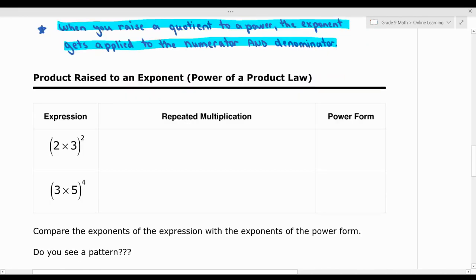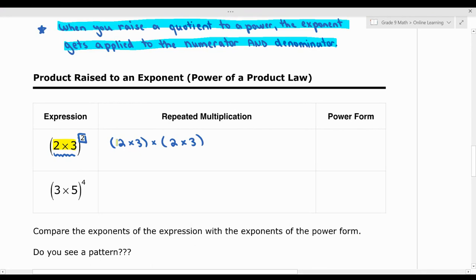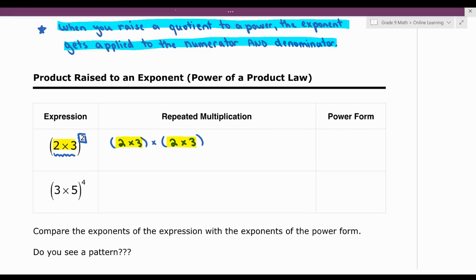Okay, we're almost there. Product raised to an exponent. So this one's known as the power of a product law. So the expression, I have 2 times 3, and it's raised to an exponent of 2. So I just want to show you in repeated multiplication what it means. You can think of this whole thing being your base. So this 2 tells you to have that twice. So that's like me having 2 times 3 times 2 times 3. So I'm keeping this whole thing as my base. Okay, so I have it once, I have it twice.